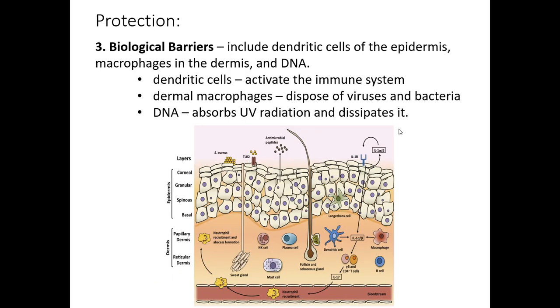Finally, our third layer is the biological layer. So this layer includes dendritic cells located in the epidermis, macrophages, and DNA. Dendritic cells again activate our immune system to help fight off any invasions of bacteria or viruses. Dermal macrophages also support in that process. And then DNA absorbs UV radiation and then dissipates it throughout our body.